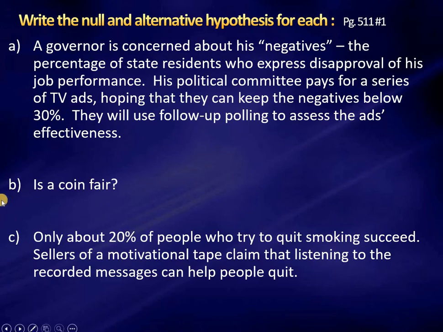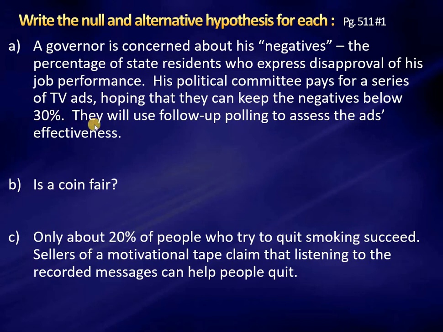Go ahead and just write down what you think it would be. Talk to each other about what it is that she's asking me to show here. So if we're looking at this, let's talk about the alternative. What do we think the alternative is going to be? We're going to keep the negatives below 30%. What do I want to see?